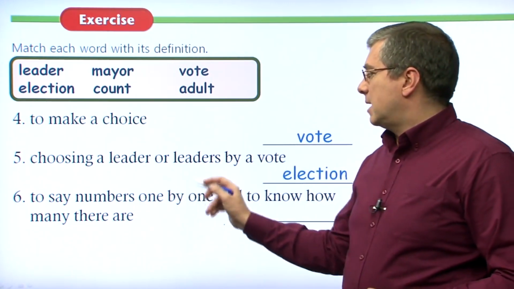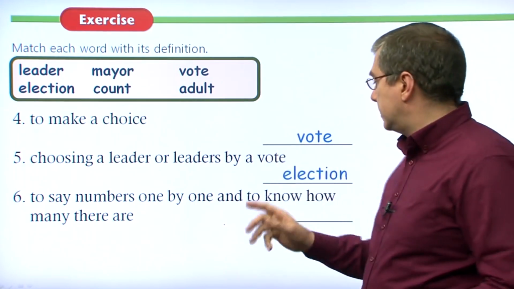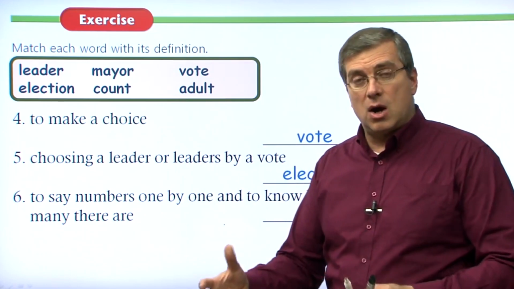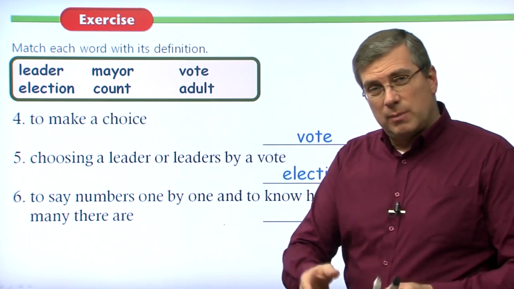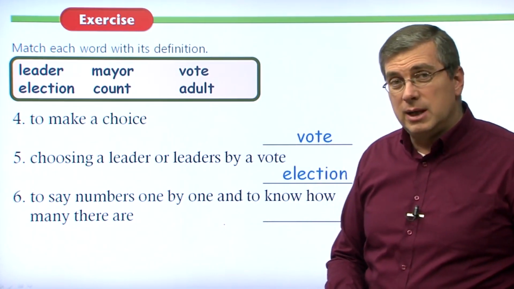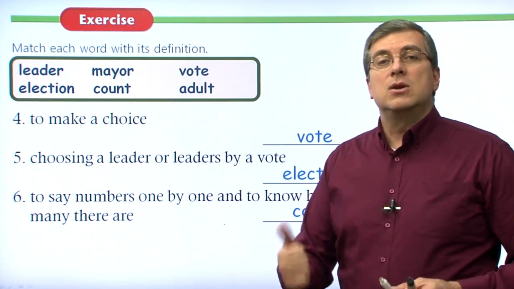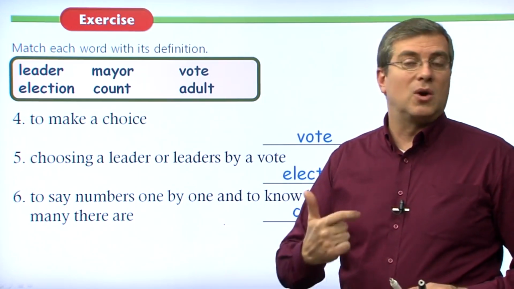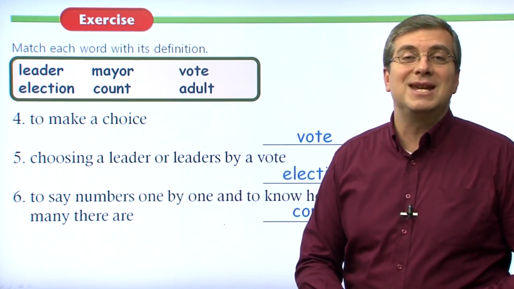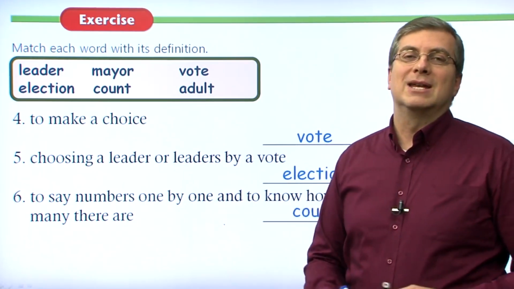Number 6, to say numbers one by one. 1, 2, 3, 4, and to know how many there are. So you're saying numbers one by one because you want to know how many total you have. What are you doing? You are counting. So you want to know how many total you have. You count, starting at 1, going all the way up to however many you need, right? And that's how you count, and then you figure out how many you have.